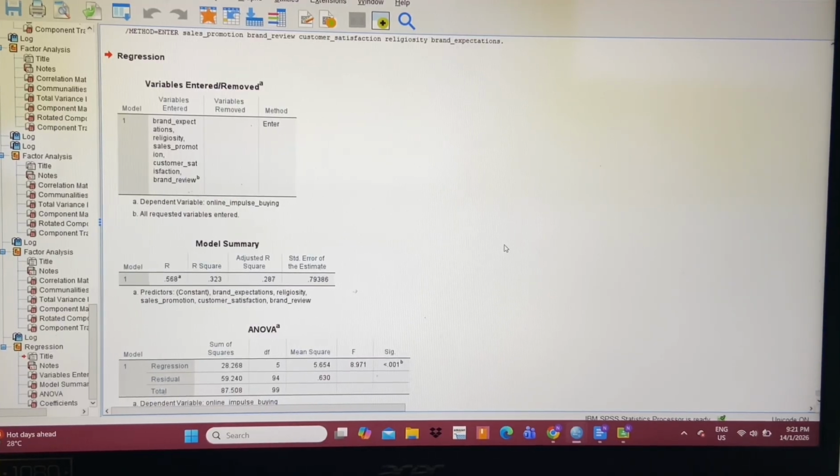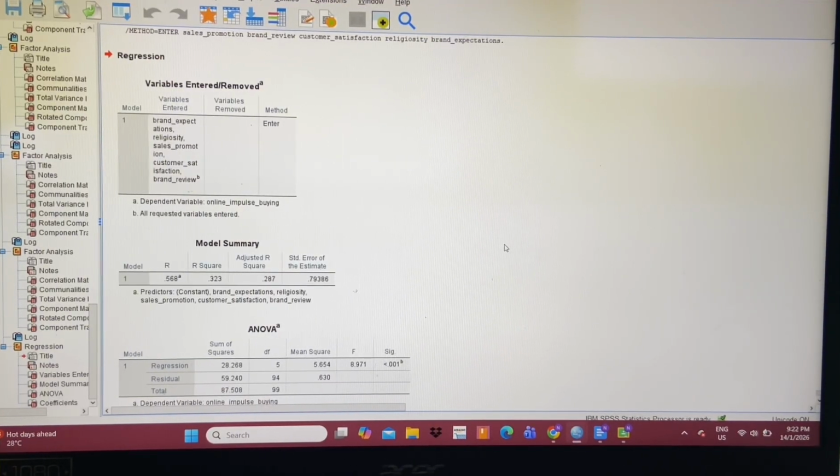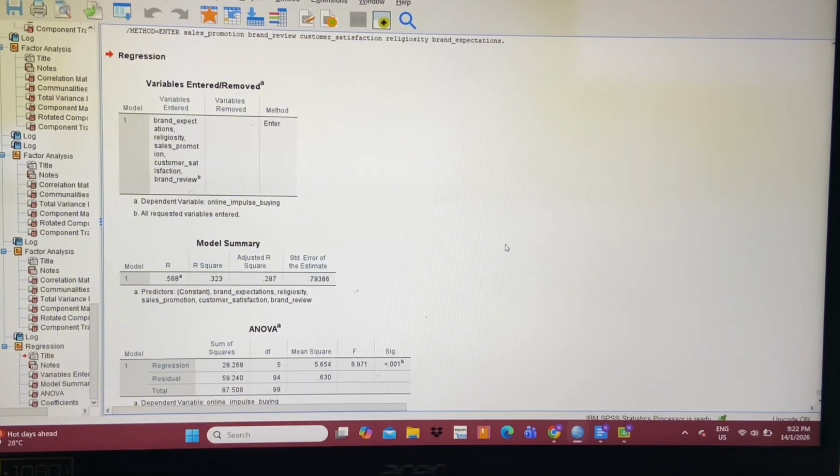In this video, I will also explain the two main parts. First, converting the final scale into a summated scale, and second, performing regression analysis using SPSS. Before conducting regression analysis, we first need to convert our individual questionnaire items into a summated scale. A summated scale means we combine several related items into a single variable by calculating their mean score.